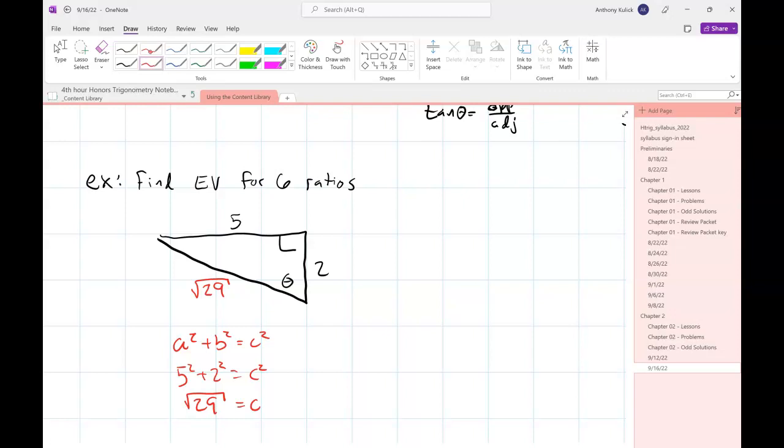Everybody happy with what we did there? NBD, right? Why didn't I round that and create a decimal? The directions ask for an exact value. Very, very good. Good at paying attention. Bless you. All right. So sine theta is going to be, anybody?